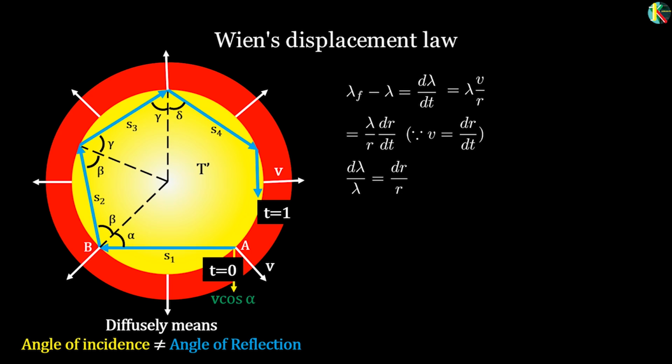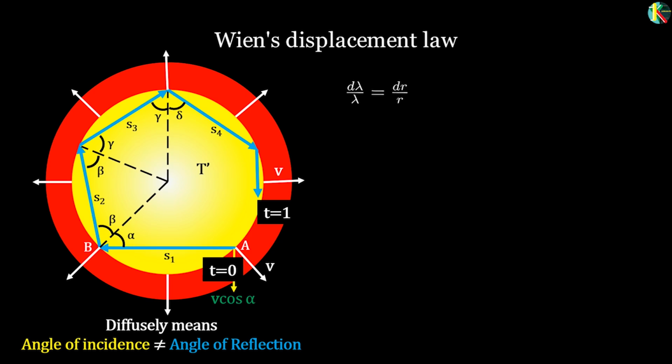On integrating this equation, we obtain lambda by r equal to constant, or lambda cube by V is equal to constant. Since the amount of energy we started with is now distributed over a larger volume and a part is spent in doing external work, the temperature of the enclosure will change.